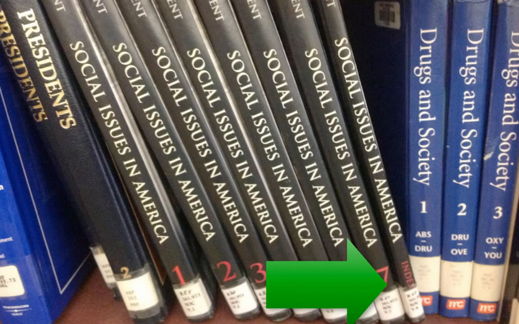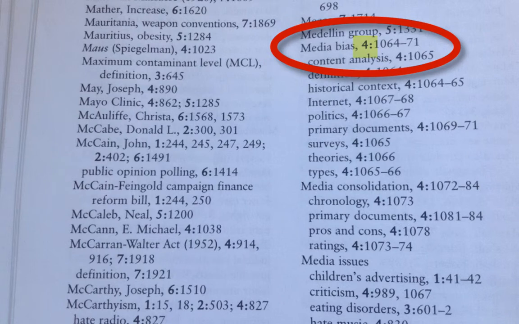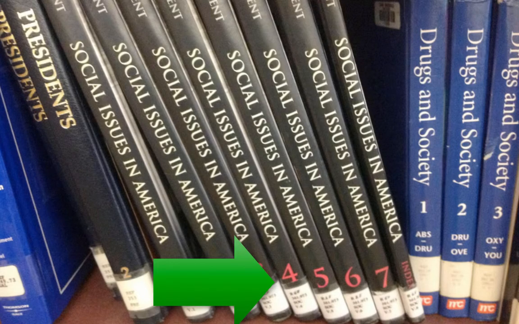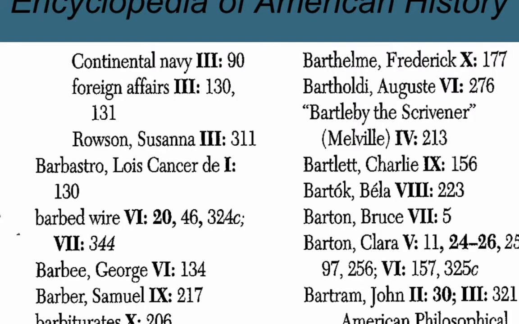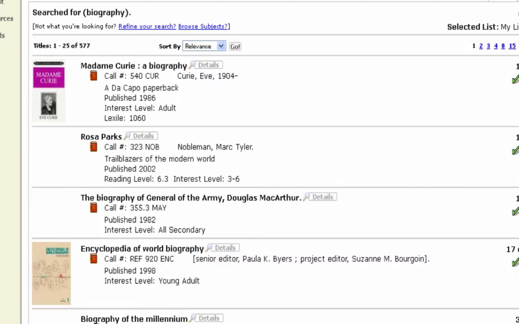This is the index of a reference book called Social Issues in America. When you look for a topic in the index, which is the back of the book, you will usually see a bold number. This indicates which book in the set to use, followed by the page number within that book. Sometimes, in the index of a book, instead of numbers, there are Roman numerals. Just find the correct Roman numeral instead.